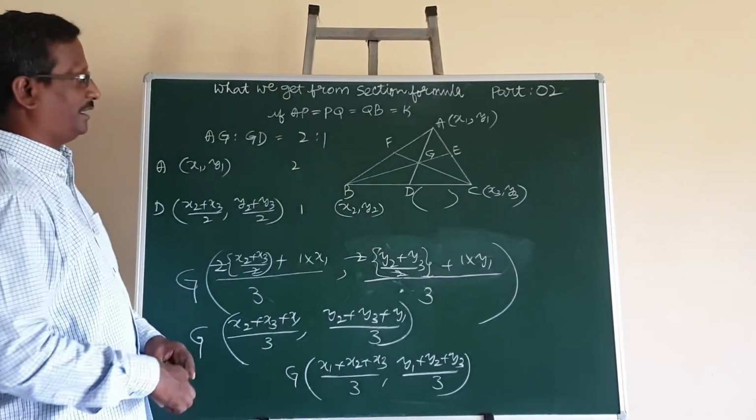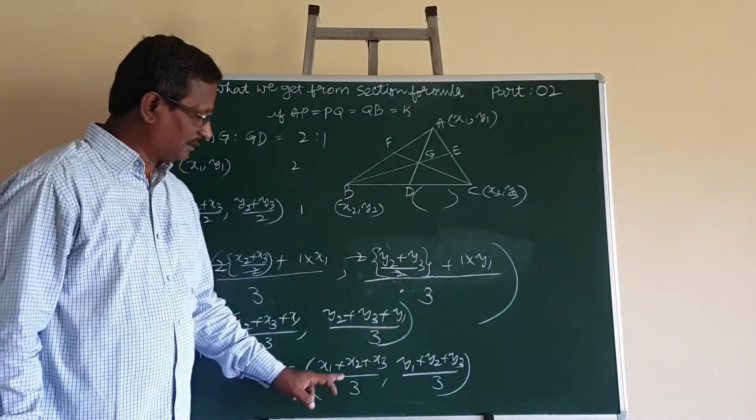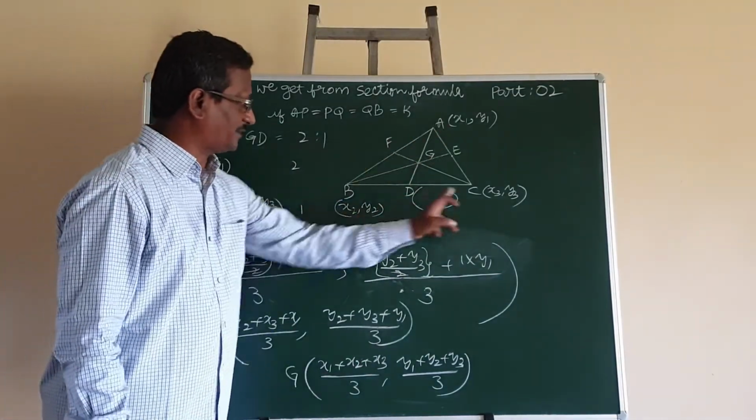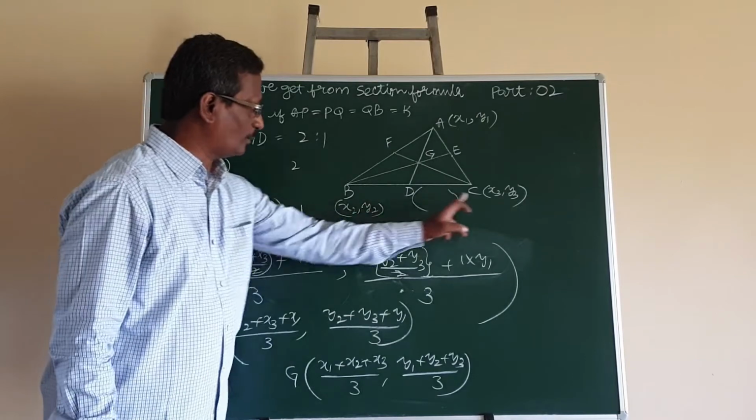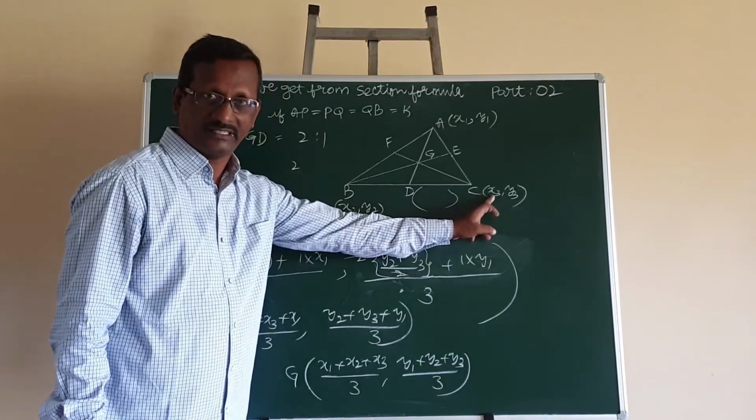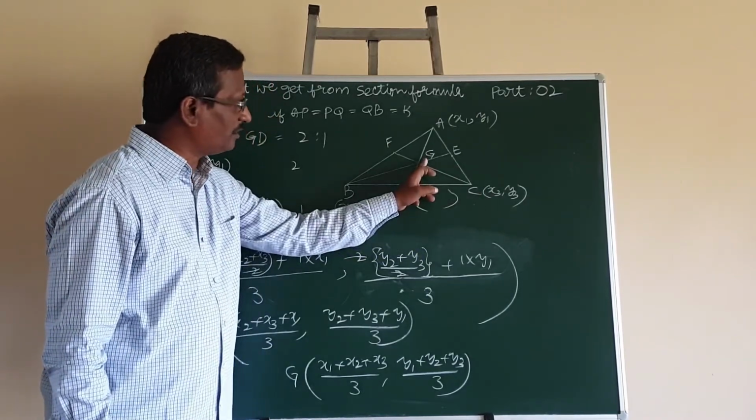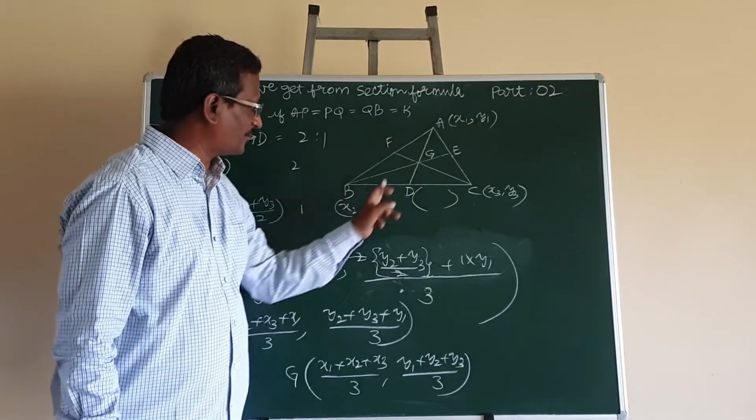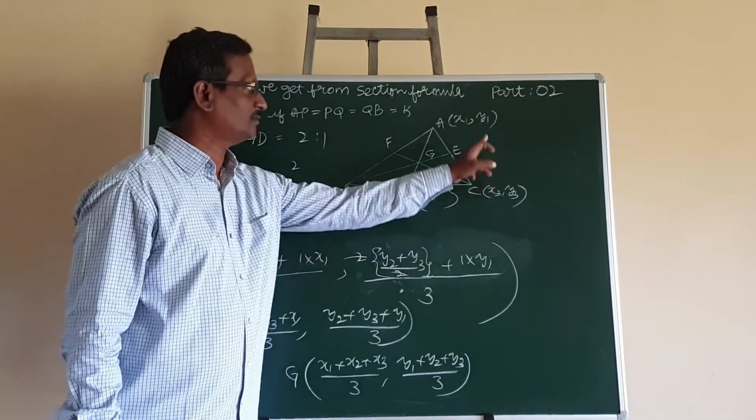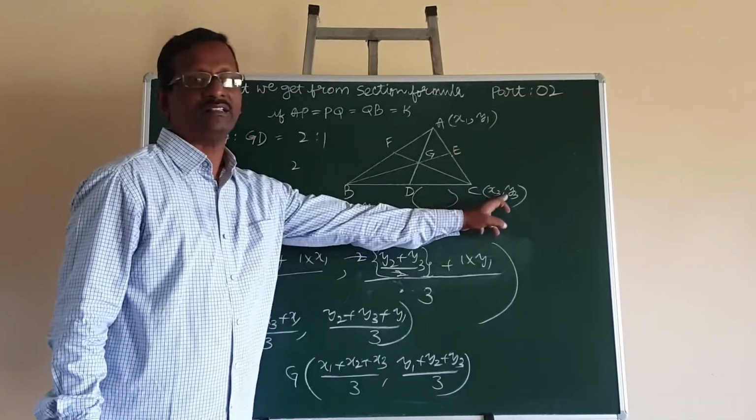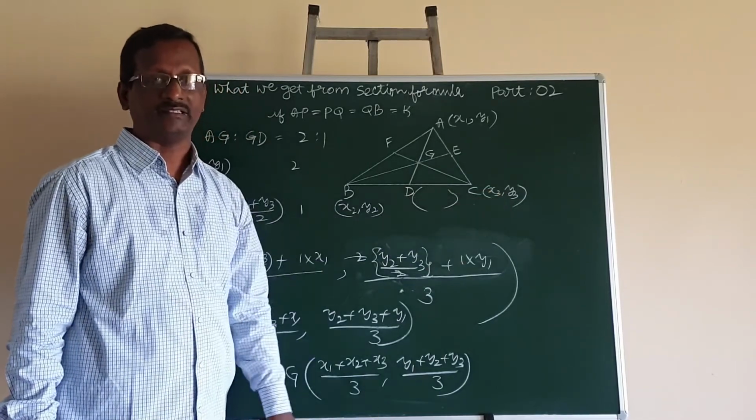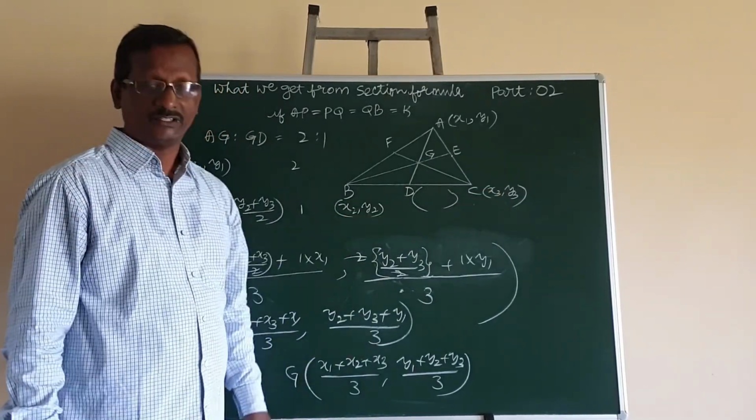So the x coordinate of the centroid is the average of all three x coordinates, (x1 plus x2 plus x3) whole divided by 3. The y coordinate of point G is the average of all three y coordinates, that is (y1 plus y2 plus y3) whole divided by 3. So like this it's possible.